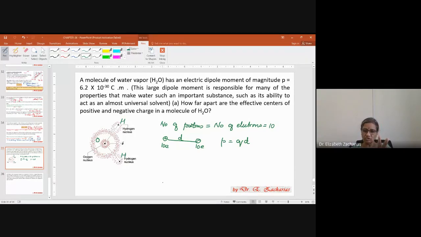Then your oxygen will have 8. So 8 plus 1 plus 1 is 10. So this is the way we are taking the calculation. Now p is given to you. So can you get your d? So d will be equal to p by q.